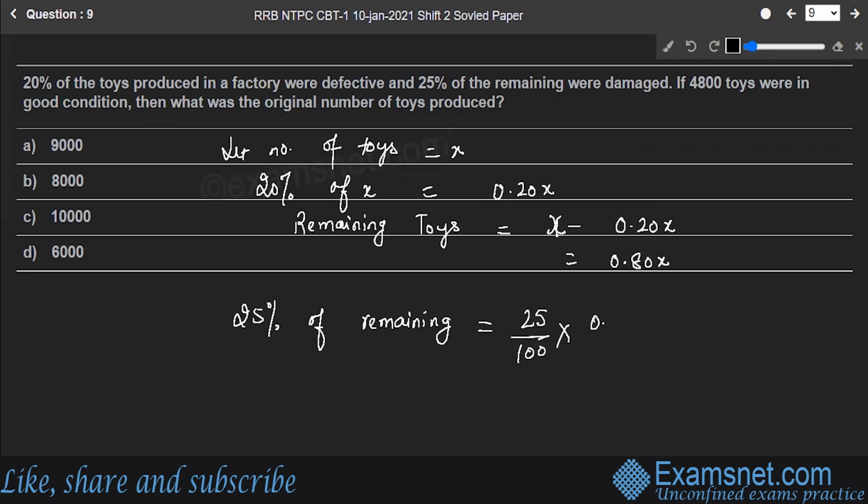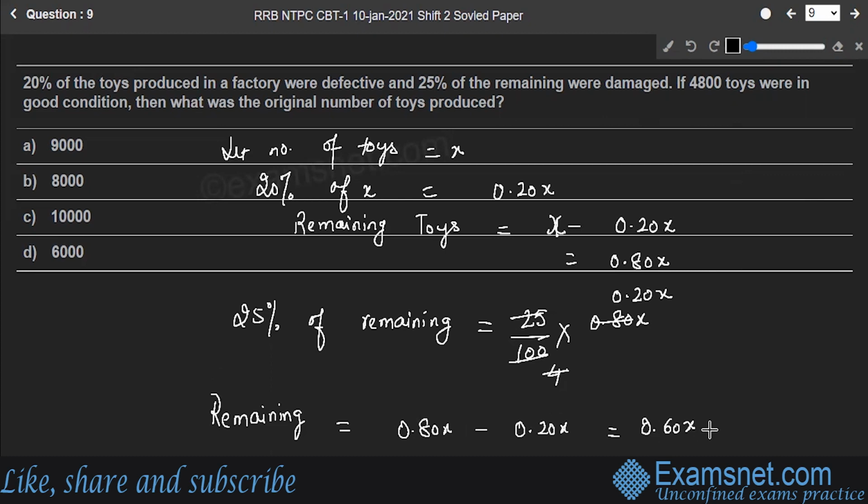25% of the remaining, which is 0.20X. So these are again the damaged ones. So how many are remaining now in good condition? 0.80X minus 0.20X, which is 0.60X. These are in good condition.